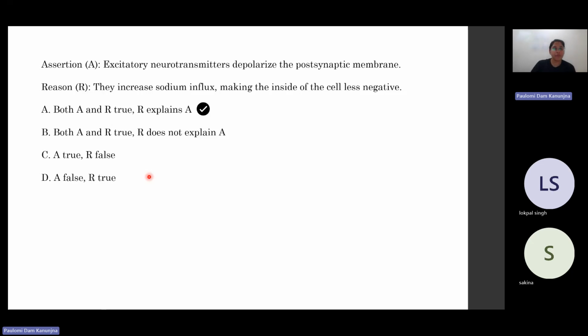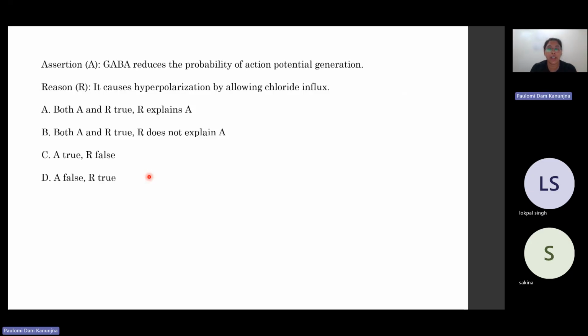So the first statement is true, we all agree. Excitatory means that it is able to generate an action potential. So it will depolarize the postsynaptic membrane, which is basically the next neuron. And why are they depolarizing? Because sodium is coming inside the cell. The sodium channels open up, there is a sodium influx, and that means more positive charge inside the cell, which makes it less negative. So your membrane potential increases to plus 40. So both statements correctly explain each other. Okay. All right. Next one.